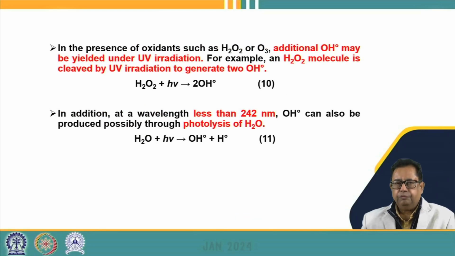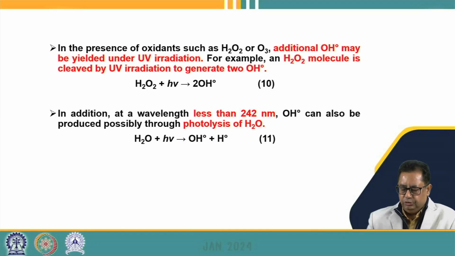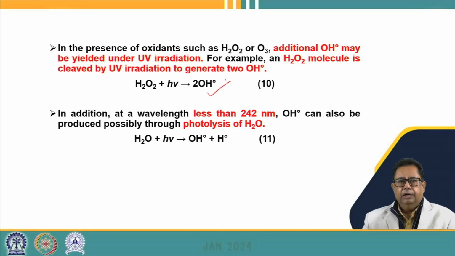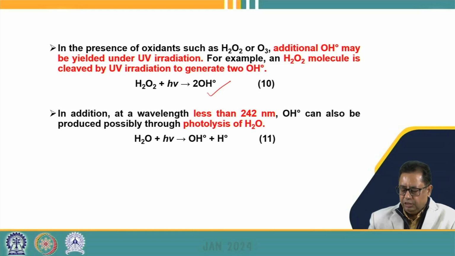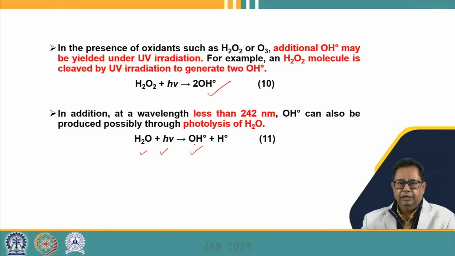So now in the presence of strong oxidants such as H2O2 or ozone, additional •OH may also be yielded under UV irradiation. For example, when the H2O2 molecule is irradiated by UV radiation, it can generate two hydroxyl radicals. Similarly, when we have a wavelength less than 242 nanometers, •OH radicals may also result through the photolysis of water. So you can see that if water is present and UV radiation less than 242 nanometers is present, it can also result in the formation of •OH radicals.